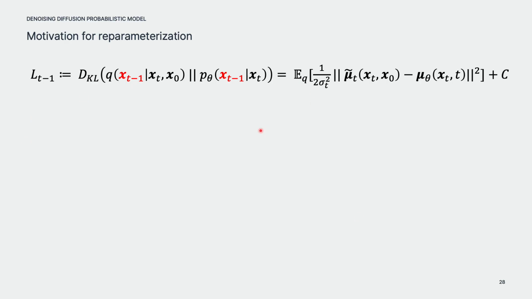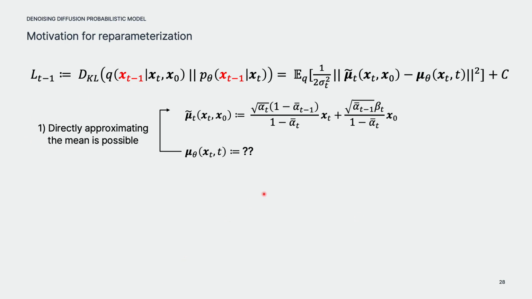If you could recall, the posterior mean is given in a closed form as a mixture of xt and x0. But how do we model this posterior mean with mu theta? A simple and naive solution is to build a neural network that receives xt and t as inputs and outputs mu theta, which is the estimate for mu tilde t. However, this turns out to be a kind of a dumb approach.